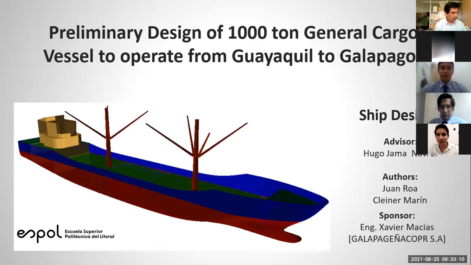Good morning, everybody. Today we will talk about the preliminary design of a general cargo vessel of 1,000 tons to operate in Galapagos. My partner is Roa, and our sponsor was Javier Macias. He works at Galapagueña Corp S.A.